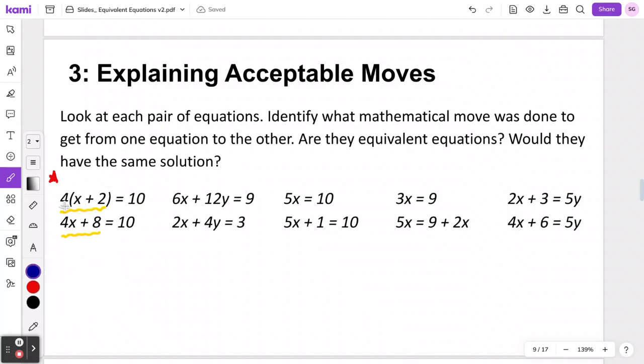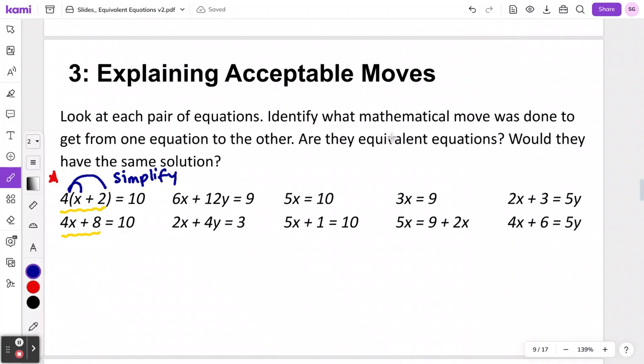Now, I have learned that if you've got a 4 in front of parentheses like this, that means multiplication. It means you need to multiply 4 times x and 4 times 2. And when I check, that's exactly what they did. That's how they got 4x plus 8. Now, are we allowed to do that? Absolutely. That's just what we call simplifying. So they simplified this left side here, and you are allowed to do that with an equation.